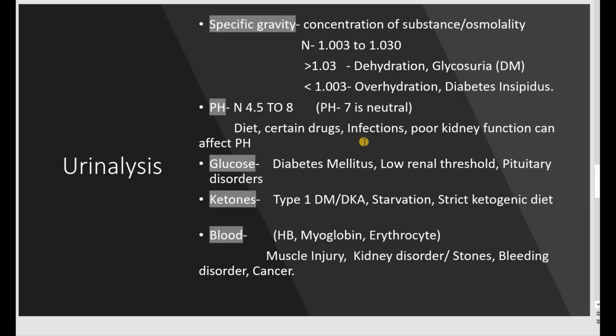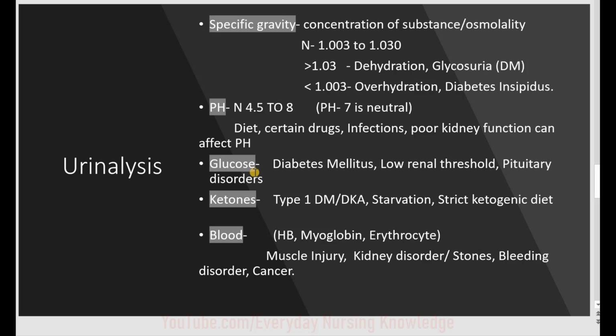Infections: the bacteria present can split the urea, and as a result, the urine becomes alkaline in nature. Poor kidney function: the body's pH is maintained by the lungs and kidneys, so if there is an underlying kidney disorder or poor kidney function, it can affect the body's pH as well as urinary pH. Next is glucose.